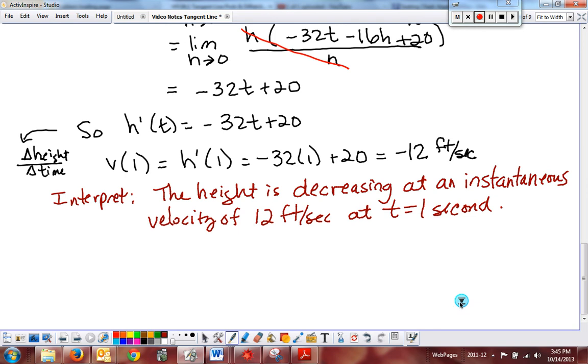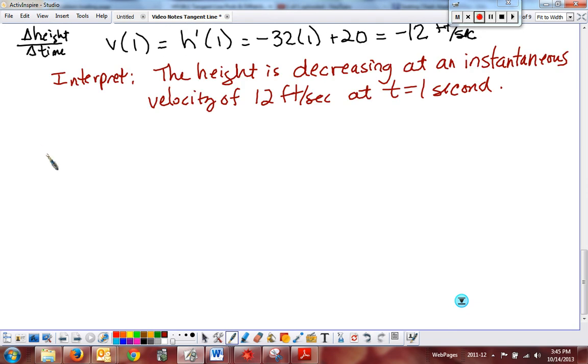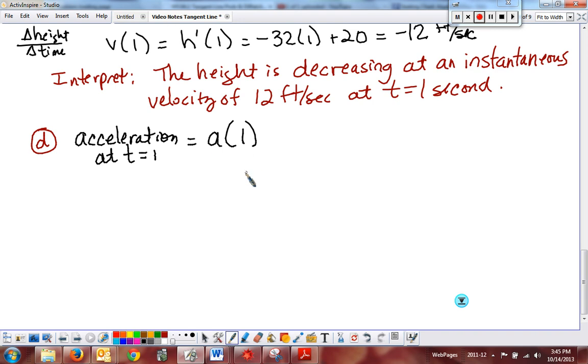All right, and then let's take a look at our part D, which is we want to find the acceleration. All right, so we go, I want the acceleration at t equal to 1. So, all right, well, that's plug in 1 into the acceleration function. I go, well, I don't have the acceleration function. How do I find the acceleration function?